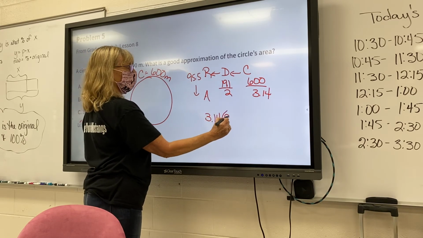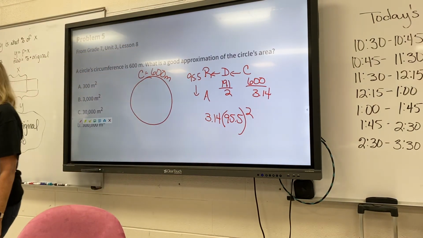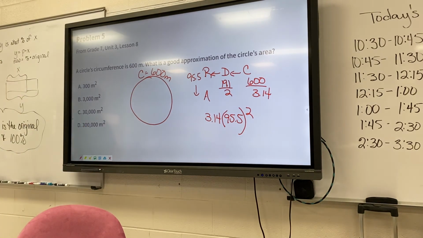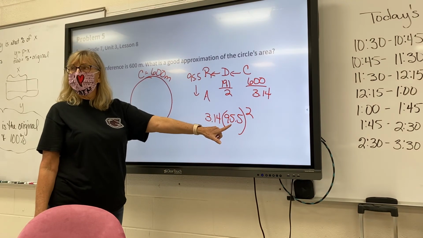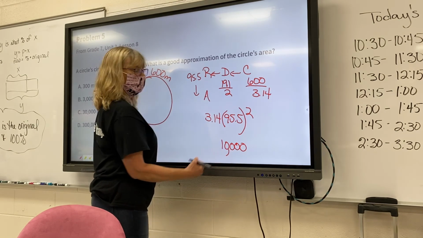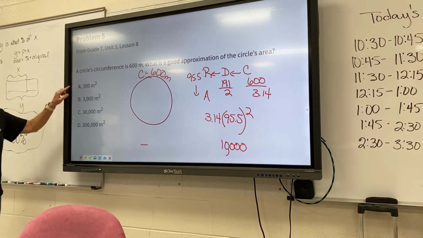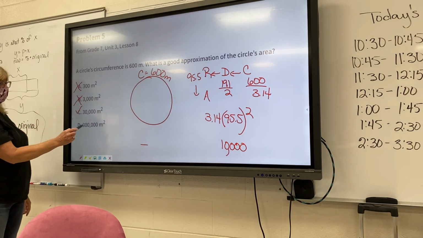3.14 times 95.5 squared. What do you get? Well, are you going to get 300? This is almost 100, right? 100 times 100 is 10,000, right? So 10,000 times 3 is already going to be, is that going to be 300? No. Is it going to be 3,000? No. Is it going to be 30,000? Yes. It won't be 300,000.